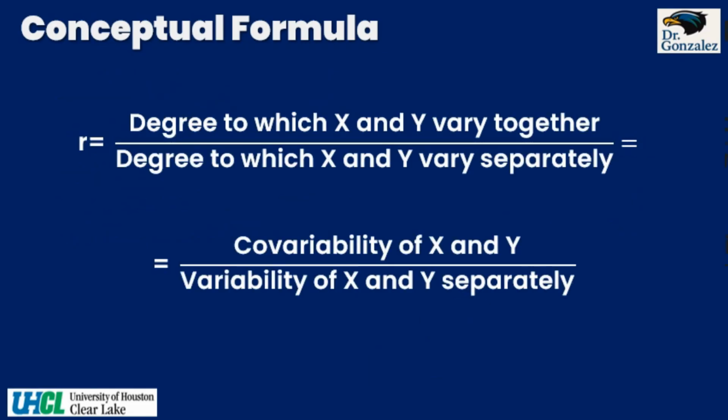So this is what it looks like if you are to represent this formula we're going to talk about in just a minute on another slide. We're calculating that R, and R is covariance, which is this right here, the degree to which x and y vary together over the degree to which x and y vary separately. So covariability of x and y over variability of x and y separately.